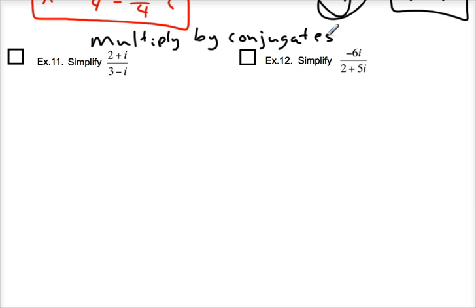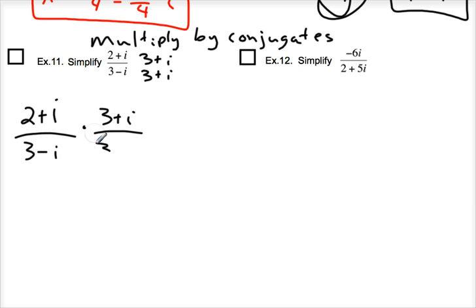What's the conjugate of 3 minus i? 3 plus i. Okay, so I need to do 2 plus i over 3 minus i times 3 plus i over 3 plus i. You've got to FOIL top and bottom. Pretty involved.